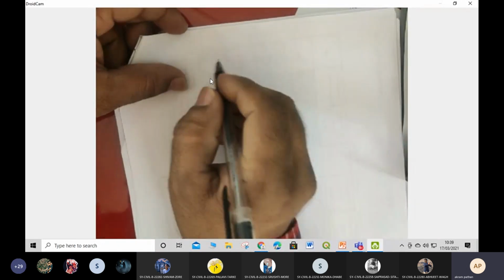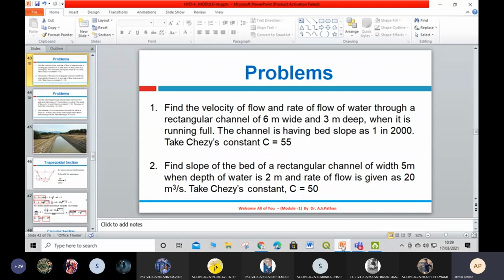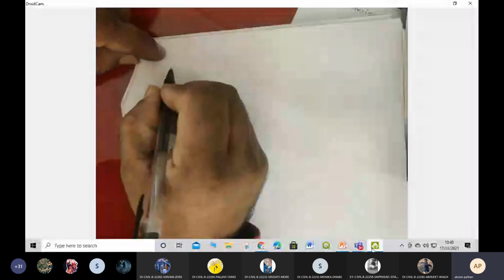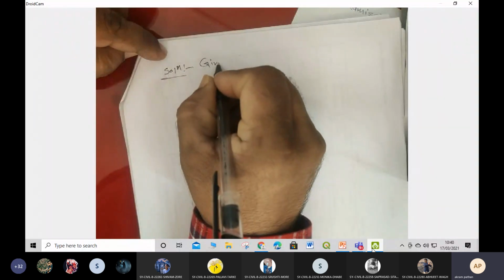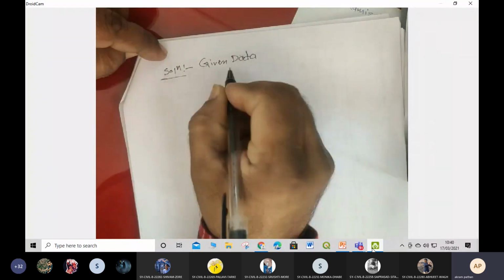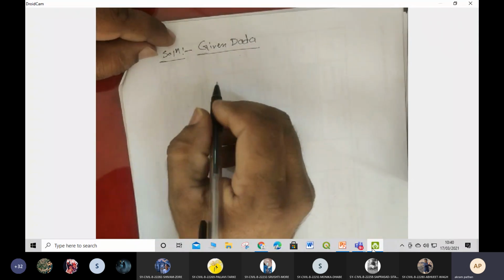So I am going to share with all of you, with respect to today's lecture. In the previous problem, find the velocity and the rate of flow of water through a rectangular channel section of 6 meter wide and 3 meter deep. So we write down the solution. First write down the given data, whatever data is given, first you have to write.